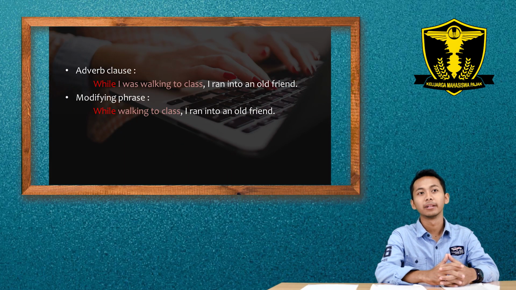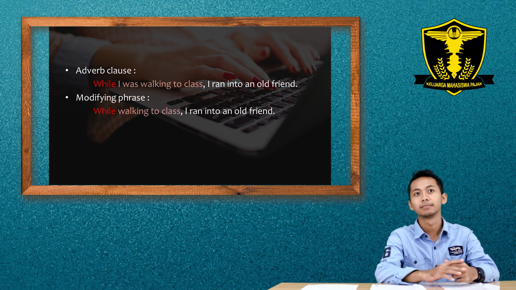Look at this example. The normal adverb clause is like: while I was walking to class, I ran into an old friend. Here, in the adverb clause we have "while I was walking to class," and the main clause is "I ran into an old friend." We have the same subject, I. So, if we want to modify it into a phrase, we can remove I in the adverb clause. So it becomes: while walking to class, I ran into an old friend.